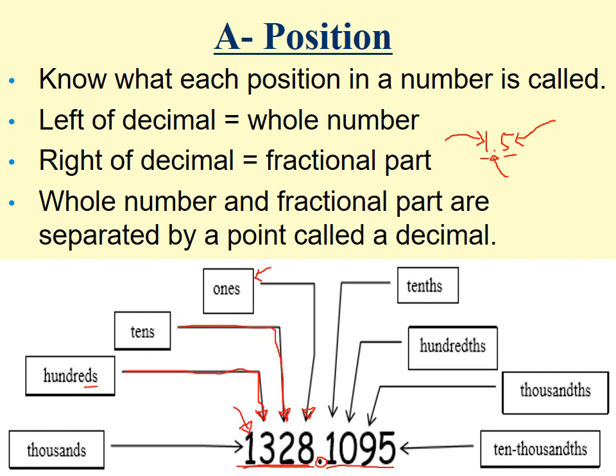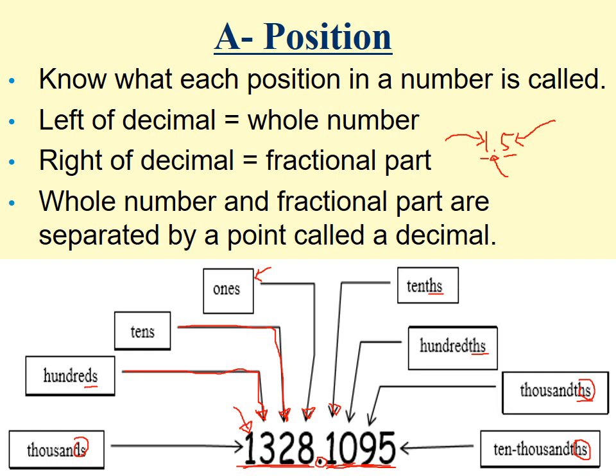Now on the right side of the decimal, for the fractional number, the first position you encounter is called the tenths. Look at that th there, tenths. Whenever you see that th sound, you have numbers on the right side of the decimal. So the tenths, then your hundredths position, then your thousandths position, then your 10,000ths position. So don't confuse that with the thousands position on the left side. Thousandths is on the right side.